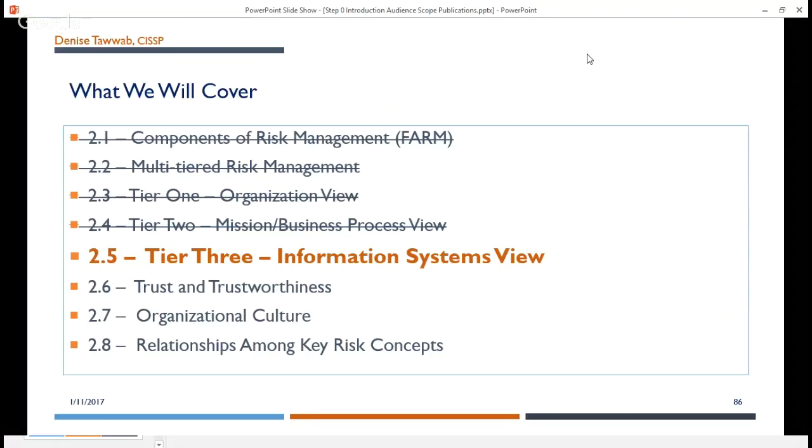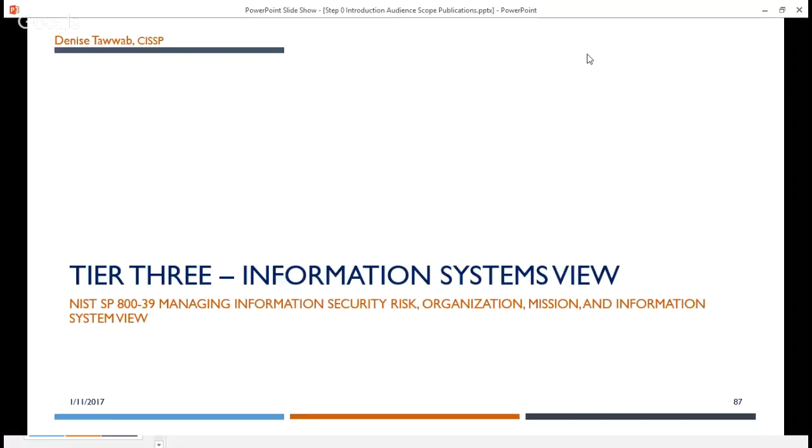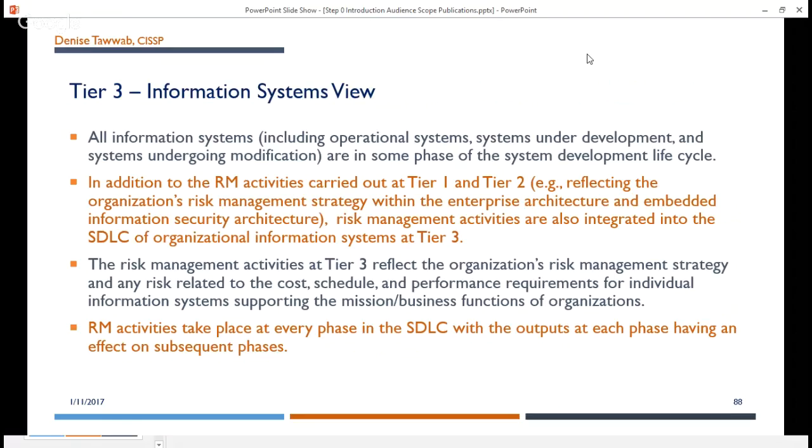We're down to tier 3, the information system view, risk management at tier 3, information systems view. All information systems are in some phase of the system development lifecycle, okay? Including operational systems, systems under development, and systems undergoing modification. All information systems are in some phase of the system development lifecycle.